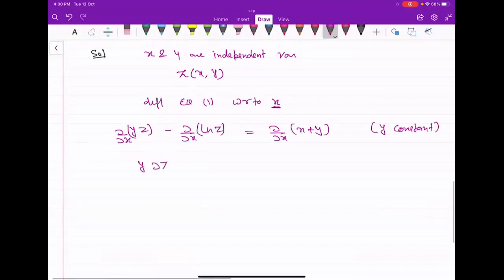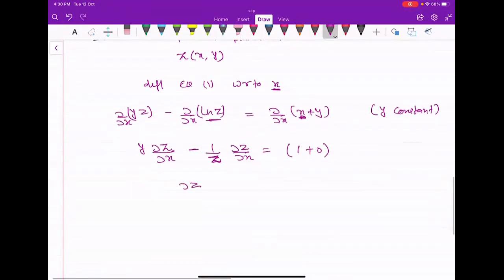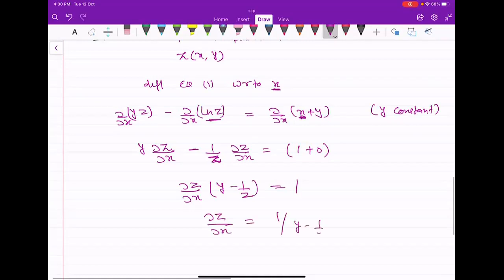Then the differentiation of z with respect to x is del z over del x, minus the differentiation of ln z, which is 1 upon z times del z over del x, equal to the differentiation of x, which is 1, and the differentiation of y with respect to x is 0. So the value of del z over del x will be: y minus 1 upon z, times del z over del x, equal to 1, and del z over del x will be 1 upon y minus 1 upon z.